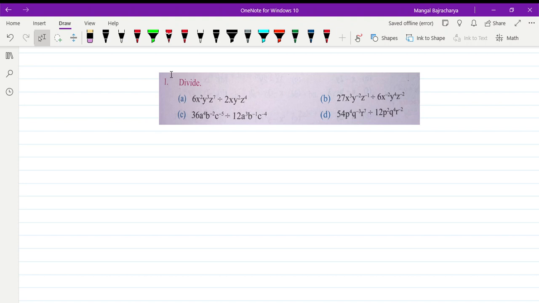Hello dear students, I'm going to explain here 4 questions of number 1 A to D for exercise 11.3. It's about dividing. I start with A.